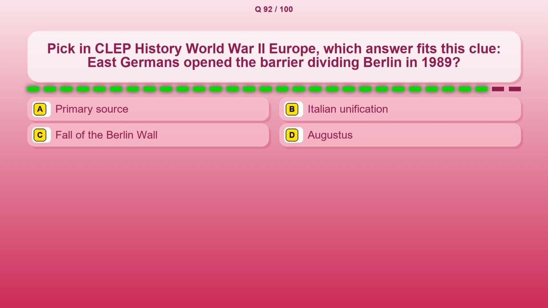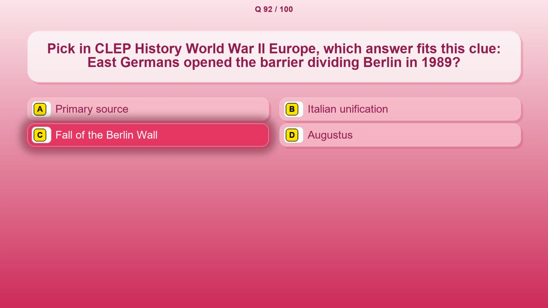Question 92. Pick in CLEP history World War II Europe. Which answer fits this clue? East Germans opened the barrier dividing Berlin in 1989. Option A, primary source. Option B, Italian unification. Option C, fall of the Berlin Wall. Option D, Augustus.